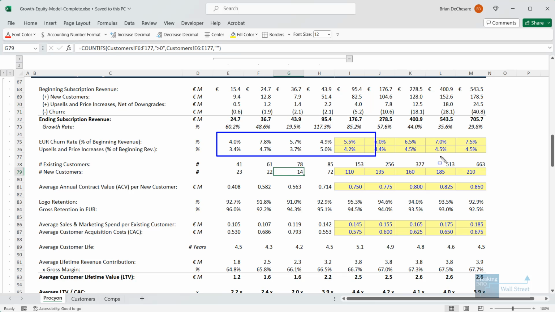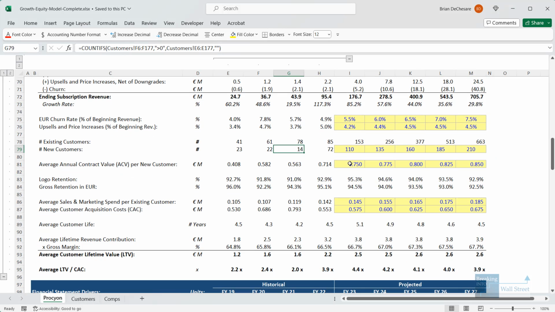And here, really, we're just following trends. So the churn rate seems to be going up somewhat, but then with upsells, we also seem to be getting a higher percentage here over time. So this goes up slightly over time as well. The contract values also go up. The sales and marketing spending here is also going up by some amount over time.